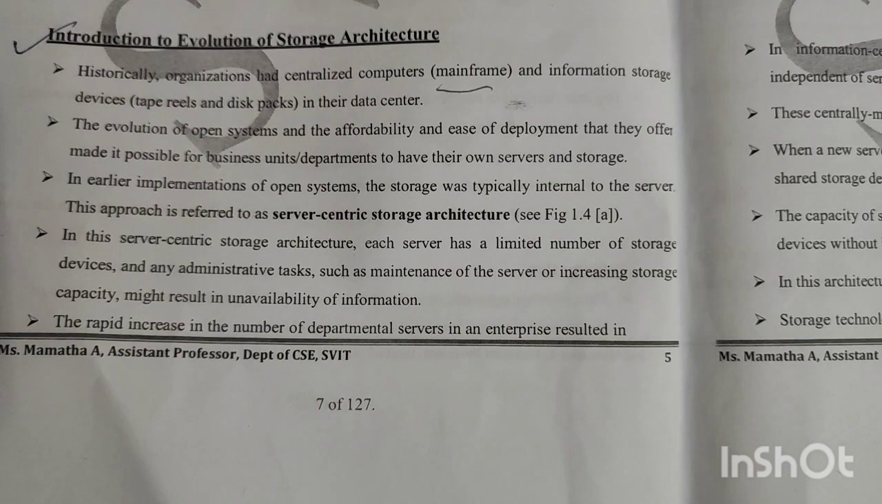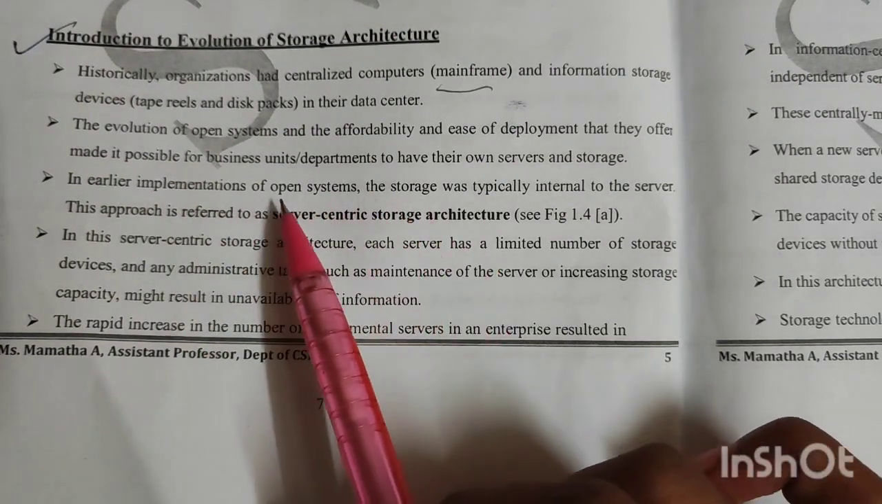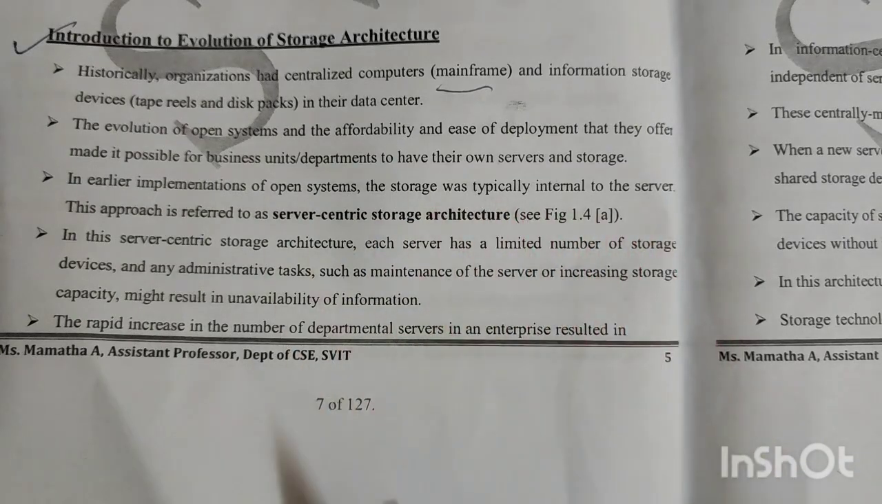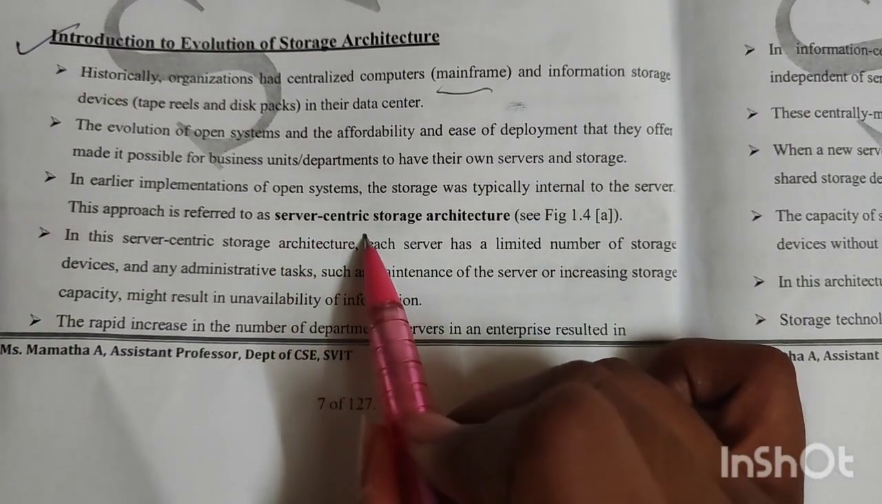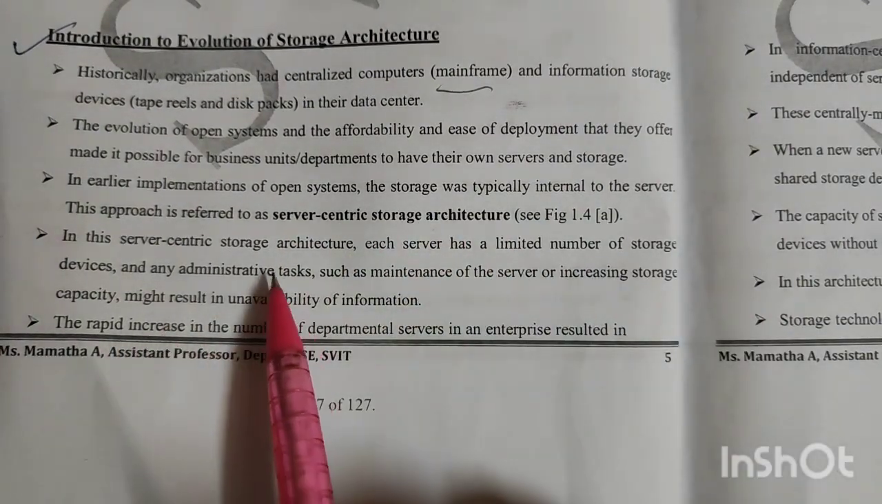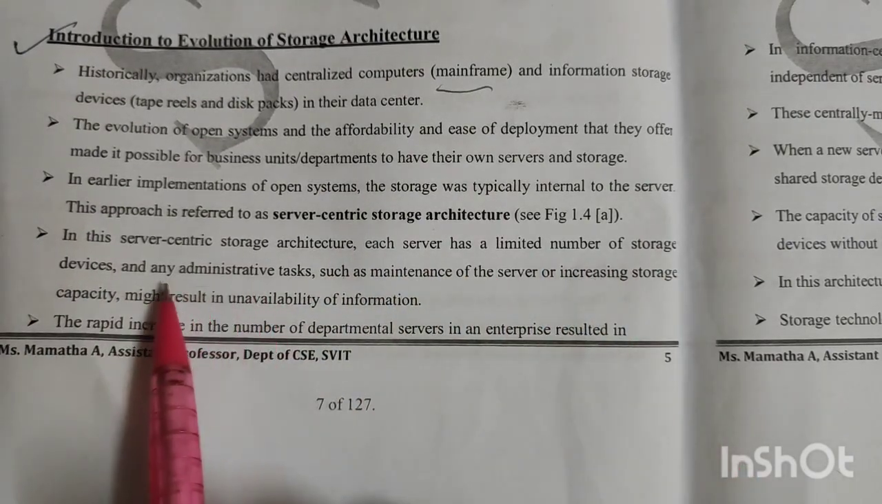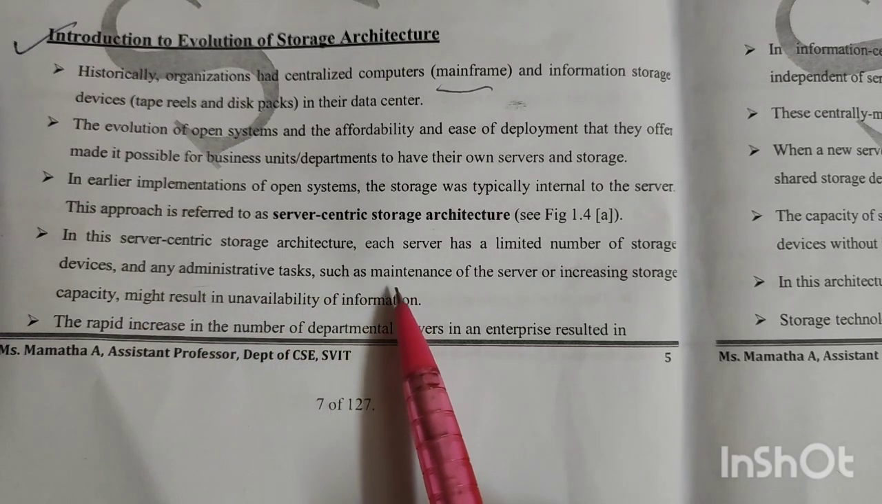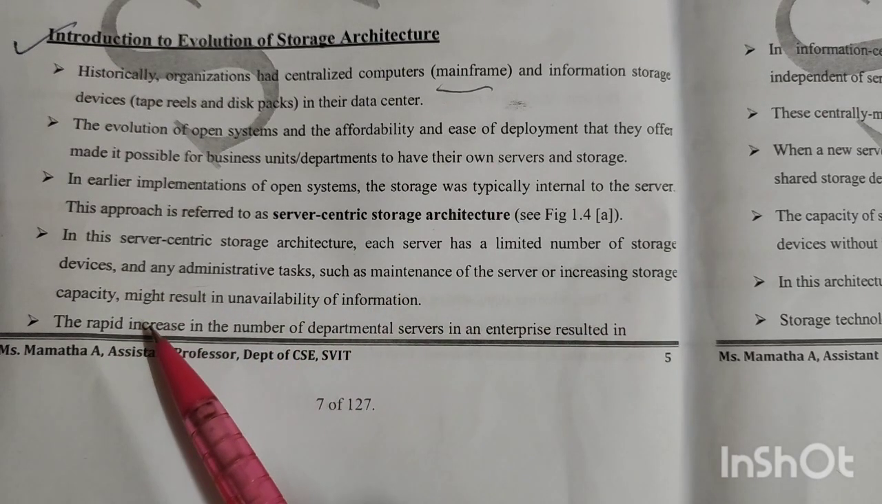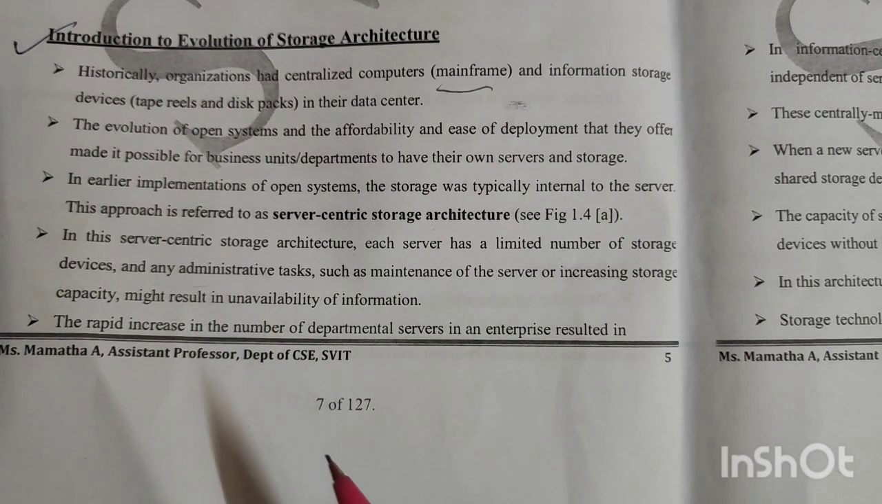So what you do is they have the approach of having an open system and storage was typically internal to the server. That is, every business started having their own servers. So that is server centric storage architecture. In server centric storage architecture, every server has limited number of storage devices and any number of administrative tasks, such as maintenance of the server and all, increases storage capacity and might result in unavailability of information. So you need to rapidly increase the number of departments that they are being protected and unmanaged fragments, so that you make sure that all the data is available and stored in the particular place.